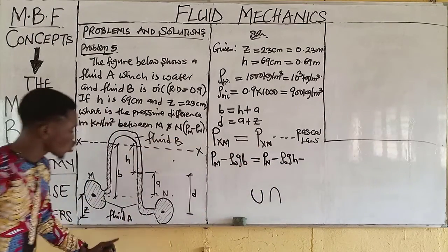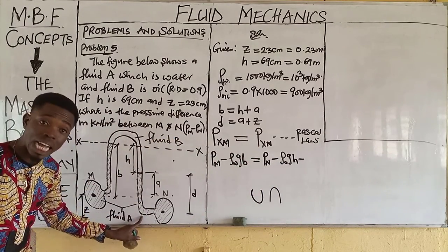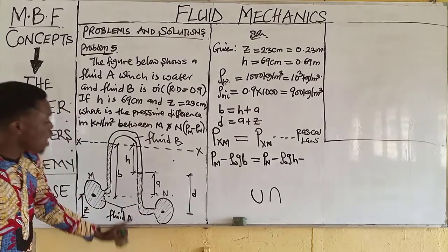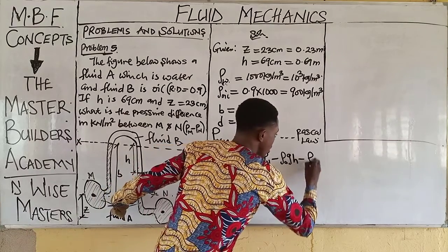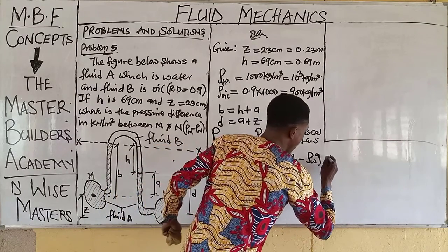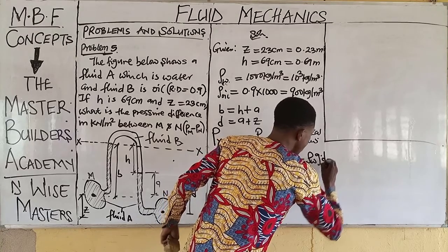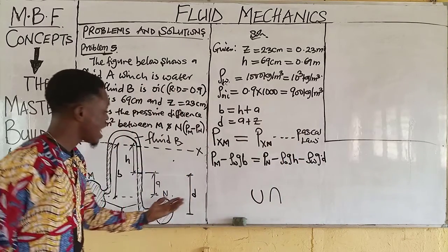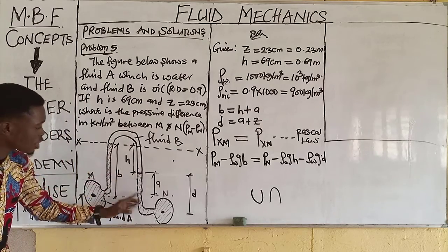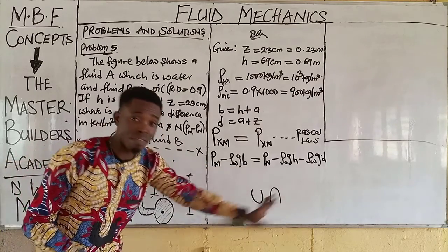And at this end also, I have another fluid, water, and the depth of this water is D. And now the density of water is rho W G multiplied by what? D. That is the depth of water at this end. We have three depths, B, H, and D. And that's what we already have.